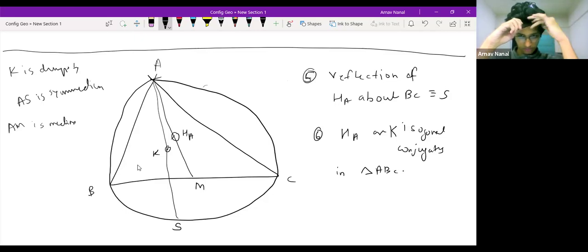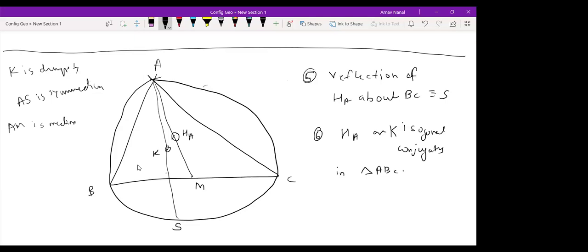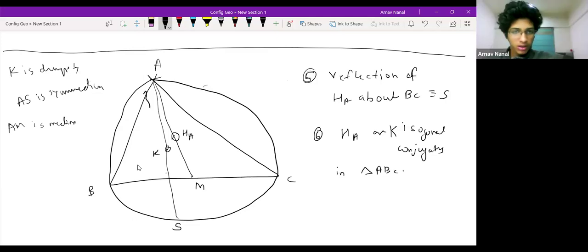So does anyone have any ideas? It's basically angle chasing again. You need to use the fact that AHA and AS are orthogonal at A, because this is the median and this is the median. So is angle BAK equal to MAC? Yes, these two angles are equal. That's true.